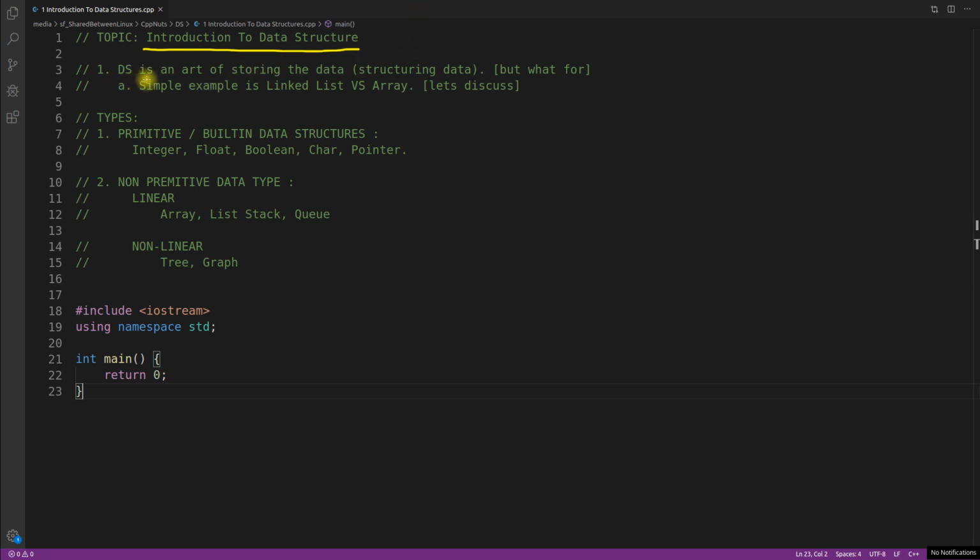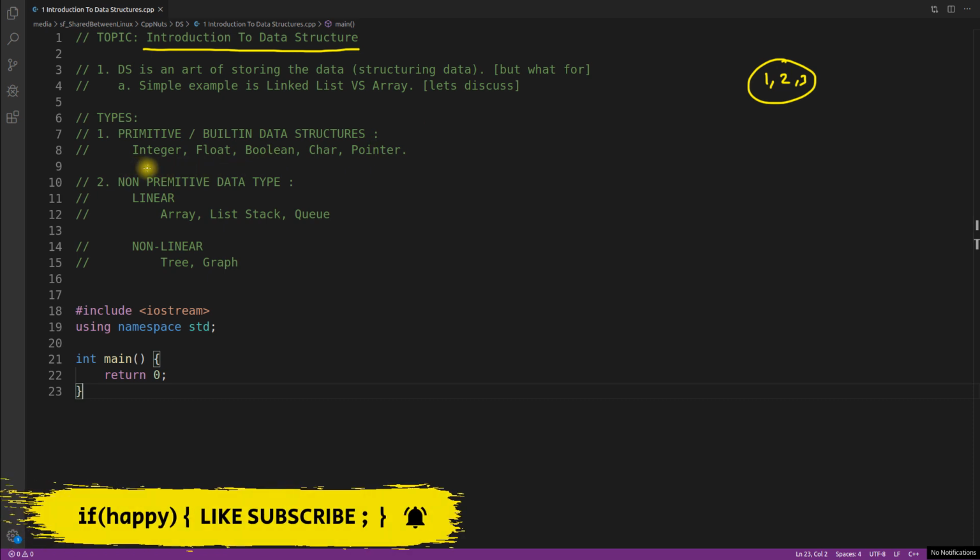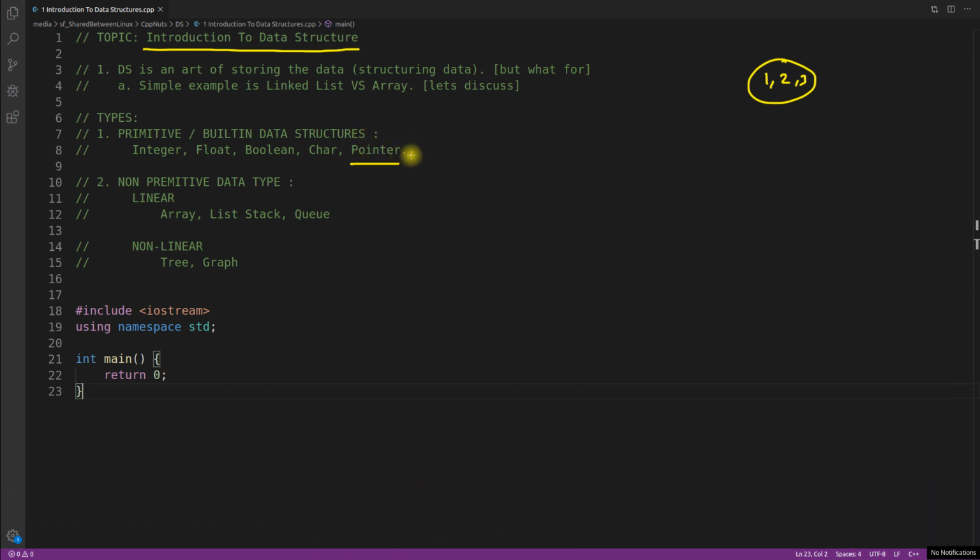The answer is: data structure is an art of storing the data. That's it. It's not more than that. I'm telling you. You have some data in your hand. It may be anything. Let's consider some numbers 1, 2 and 3. This is your data. Now, depending on your requirement, what data structure will you choose to store this? These numbers 1, 2 and 3 can be stored in all the places. Forget about the pointer for now because it stores addresses, but that is also a number. So the main point is you store your data. This is your data. These are the structures.